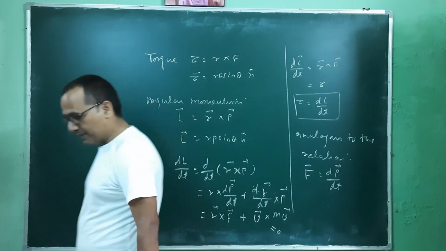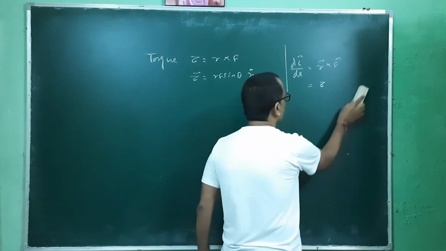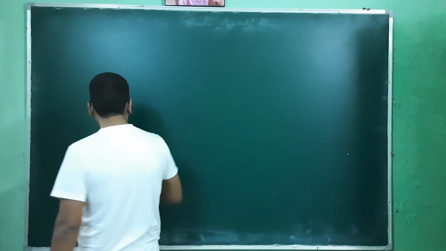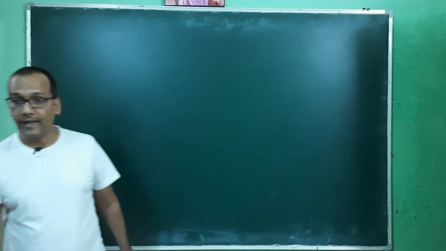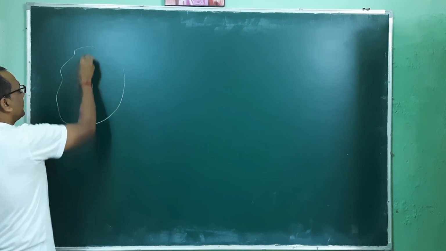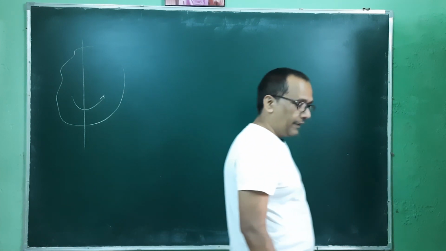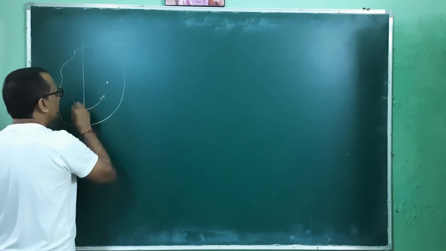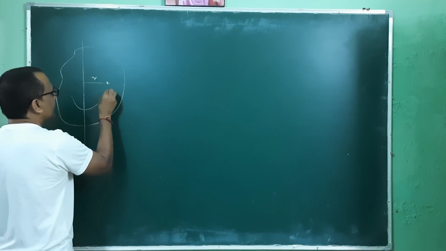Now we will try to derive the relation of this torque with angular velocity. This is the relation between torque and angular momentum. So let us try to derive one relation between torque and angular velocity. So this is that body, and this is that axis, and this body is rotating like this. And if we think about one center of mass somewhere here, it is at a distance of r from this, and it is rotating.